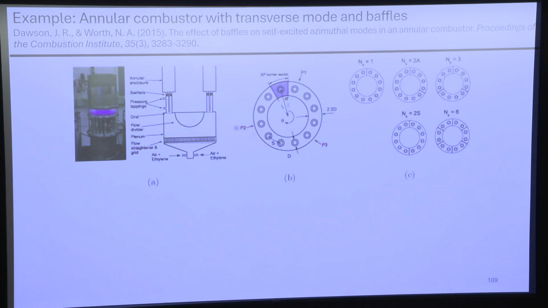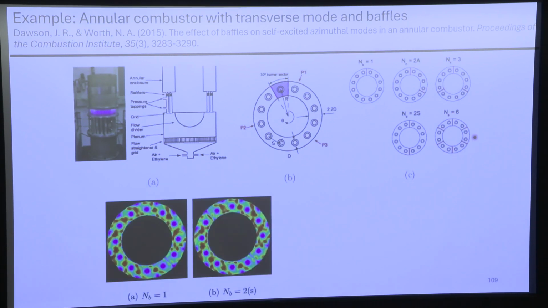And they can change a bunch of stuff. So they can change the number of injectors. They can change the amount of swirl in the injectors. And in this study, they changed the baffles. So they put in baffles in a bunch of different places. And then they have this big mirror on top so they can image chemiluminescence from the top. So they get these really nice pictures like this. And so this is one baffle. You can see the baffle here. This is two baffles, the symmetric, so one's here and one's here.